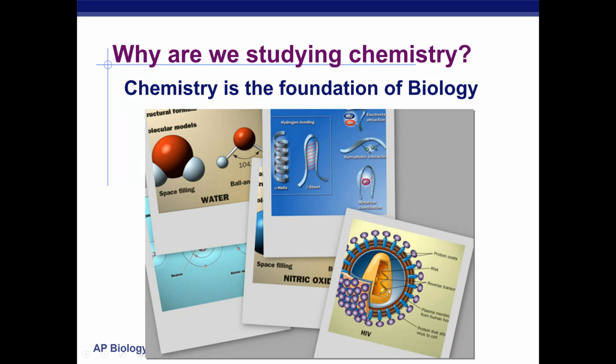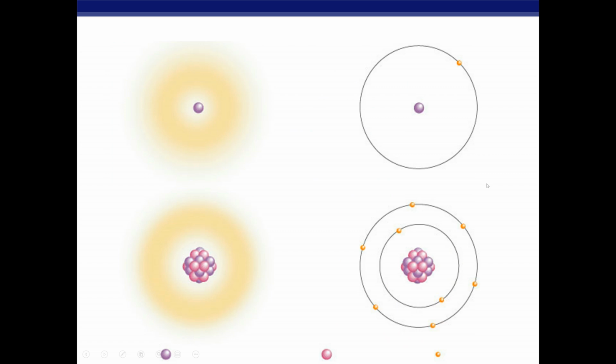This is a virus, this is HIV, and there's a huge debate in the medical science community whether a virus is a living organism or not. But either way, it is protein and receptors and DNA that are all created through chemical bonds.